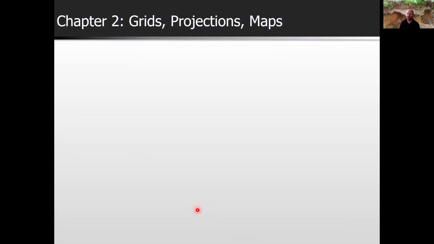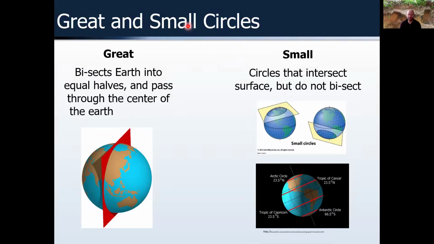All right, so then we quickly focused our attention on mapping, geographic grids, and projections. So let's review. We can subdivide Earth into great circles and small circles, where a great circle bisects Earth into equal halves, passing through the center. An example of a great circle is the equator, or every line of longitude, whereas small circles are circles that intersect the surface but do not bisect.